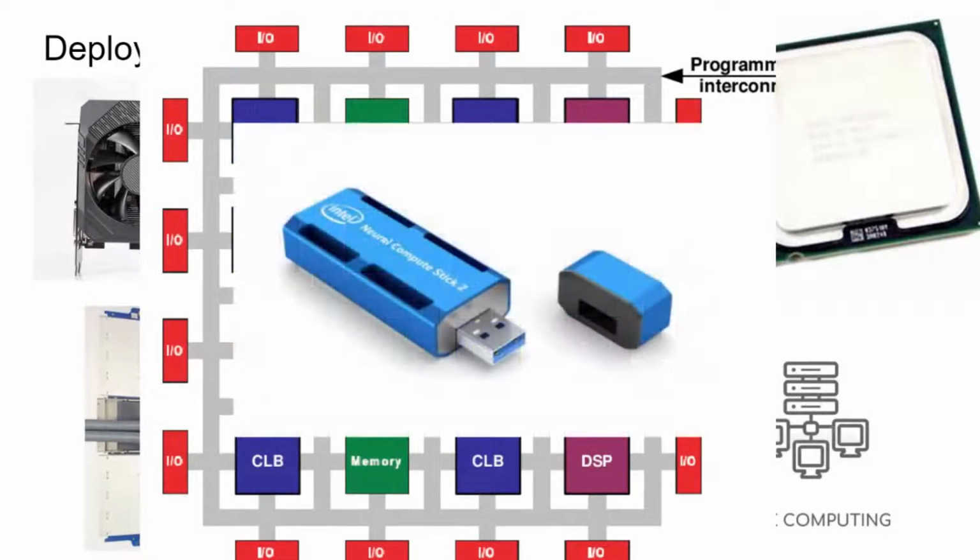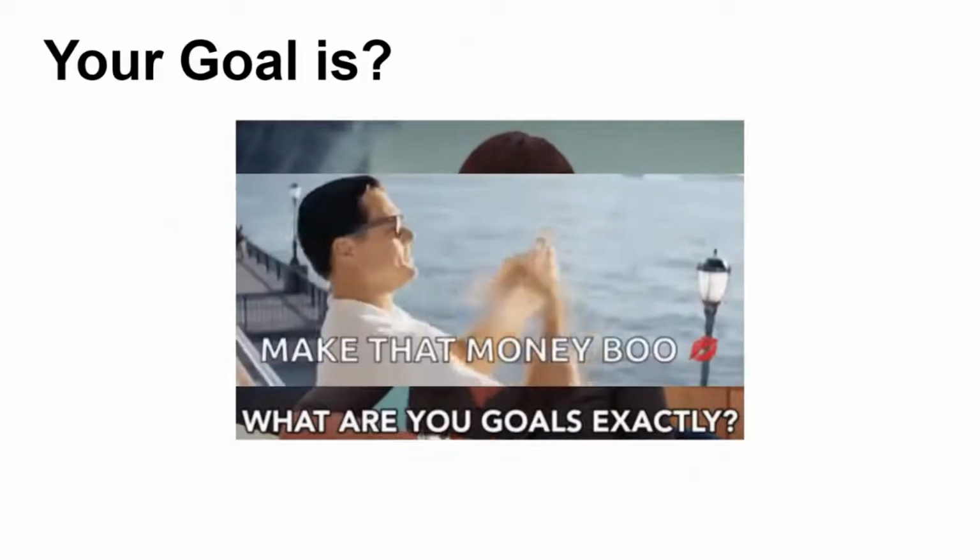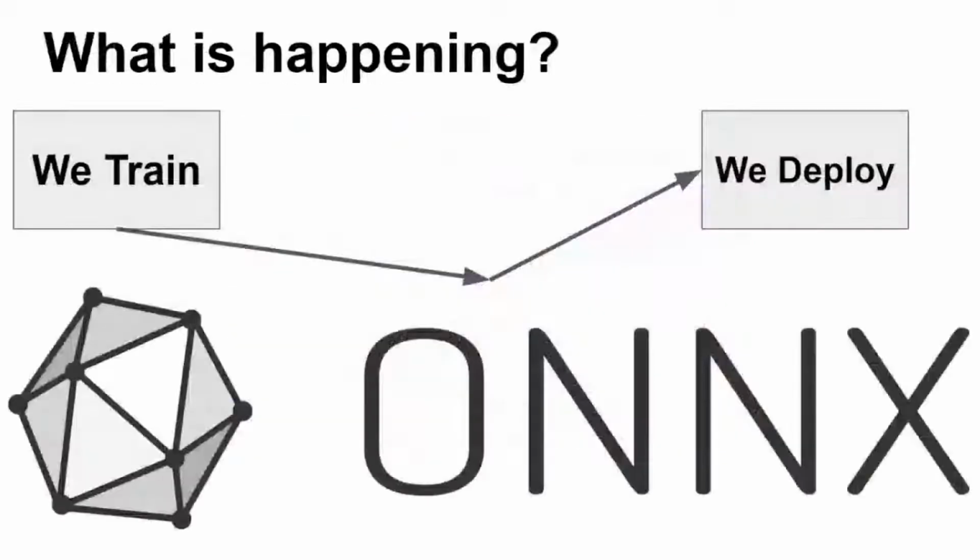So this is an Intel Movidius stick. This is a neural compute stick that we are just talking about here. Your goal is, what is your goal exactly? So your goal is always to make money. And this is where we are coming up with.